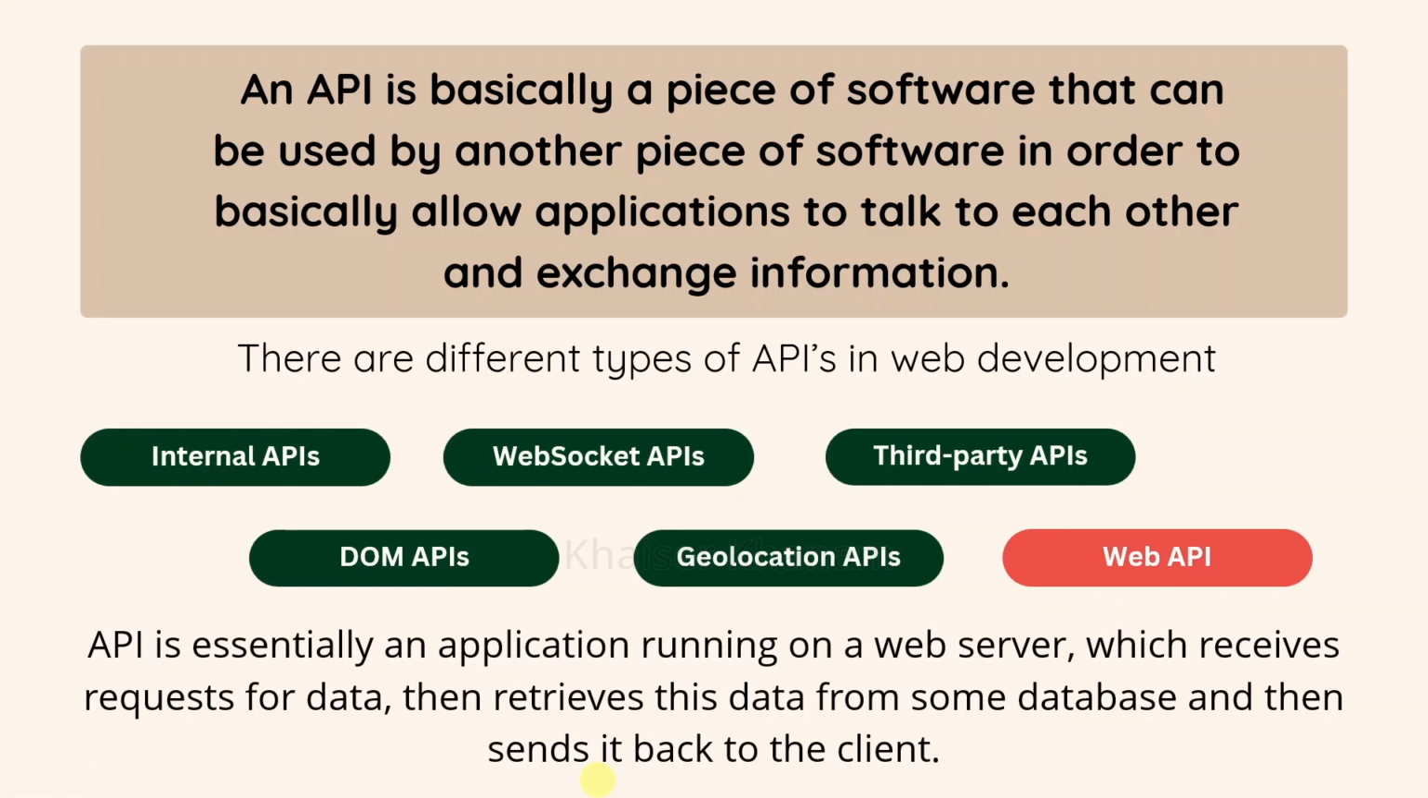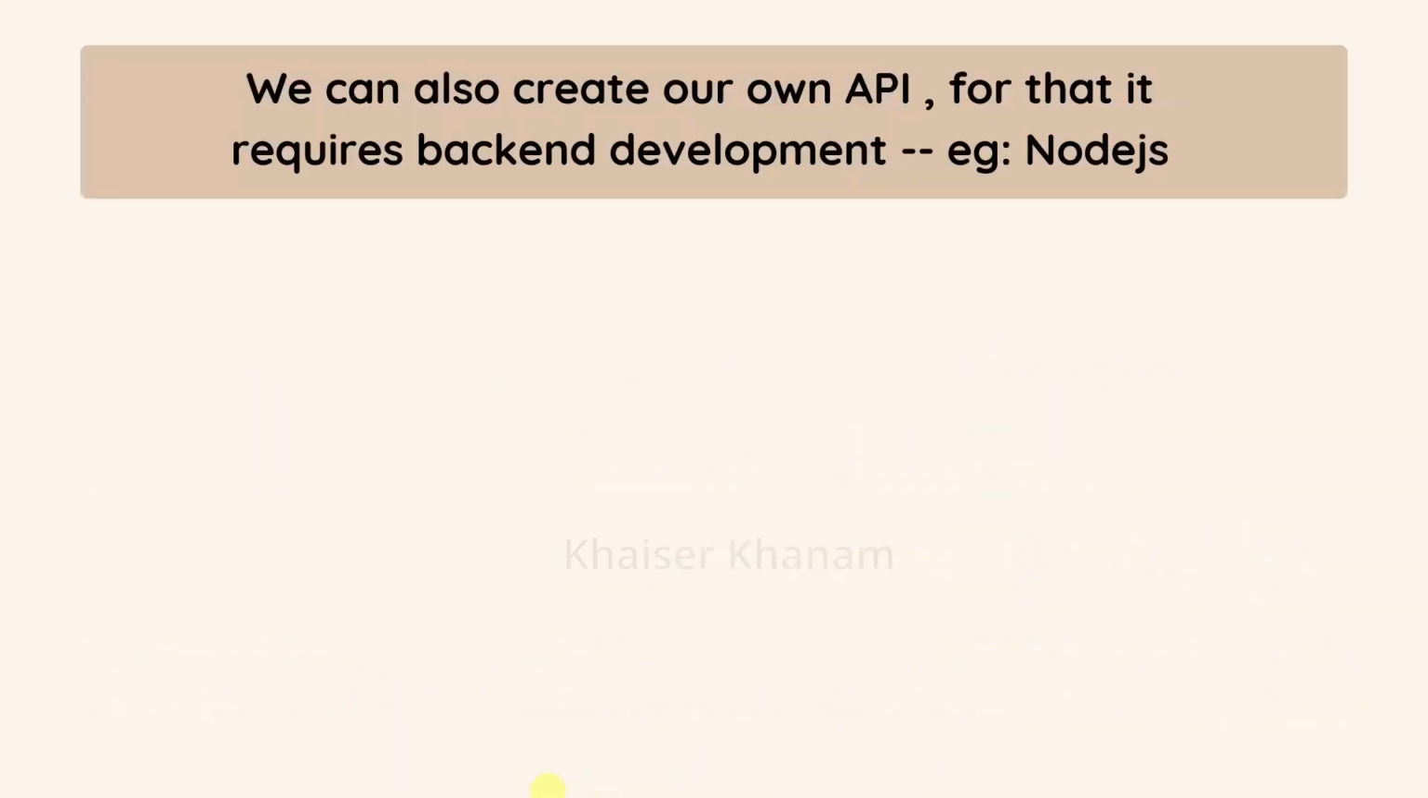Okay, this is the simple definition you have to understand. API is basically a piece of software which will be acting as an interface or messenger, and using which we can allow applications to talk to each other and exchange information. So as I mentioned, we can create our own APIs. For that, we need backend development.